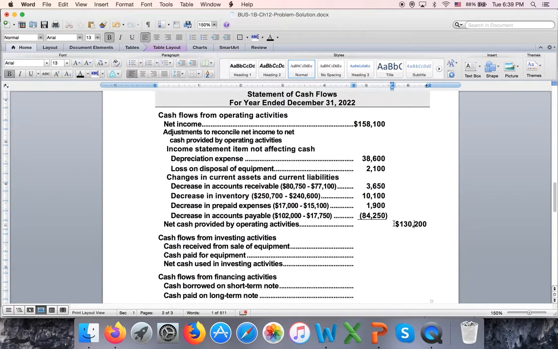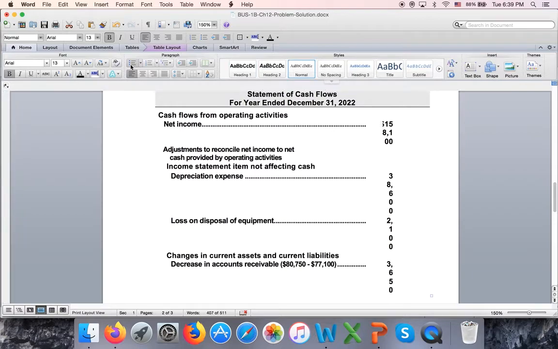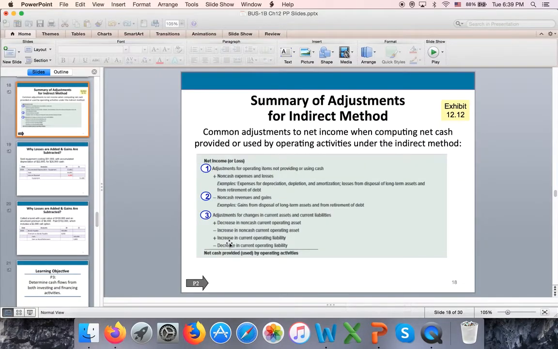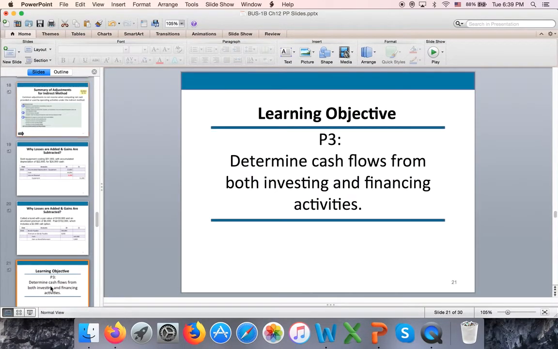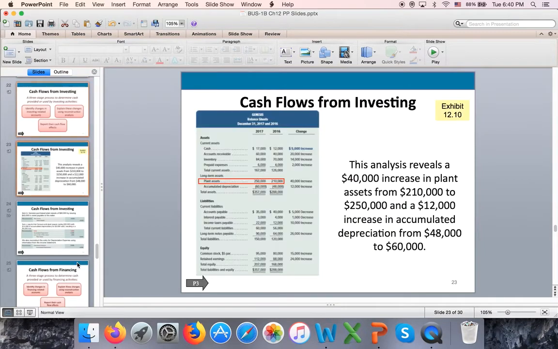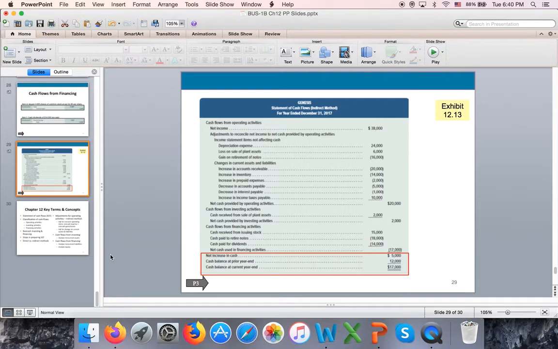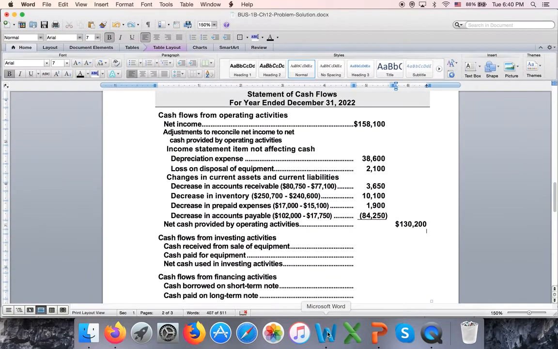What does it mean? It's my cash profit. This was my accrual net income, this is my cash profit. This is really the only complicated part of this chapter, right? Now we have two more sections left, and it's the cash flows from investing and financing activities. I'm not going to go through these slides. Instead, let me just finish completing this illustration problem, right?